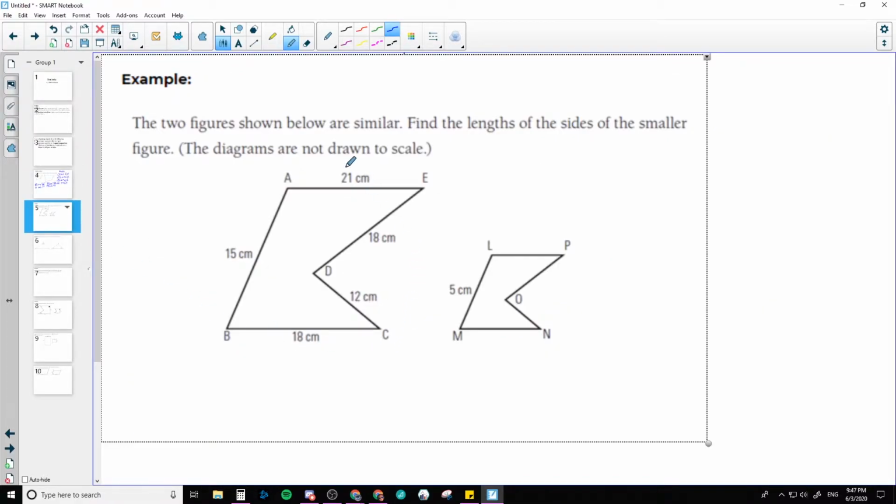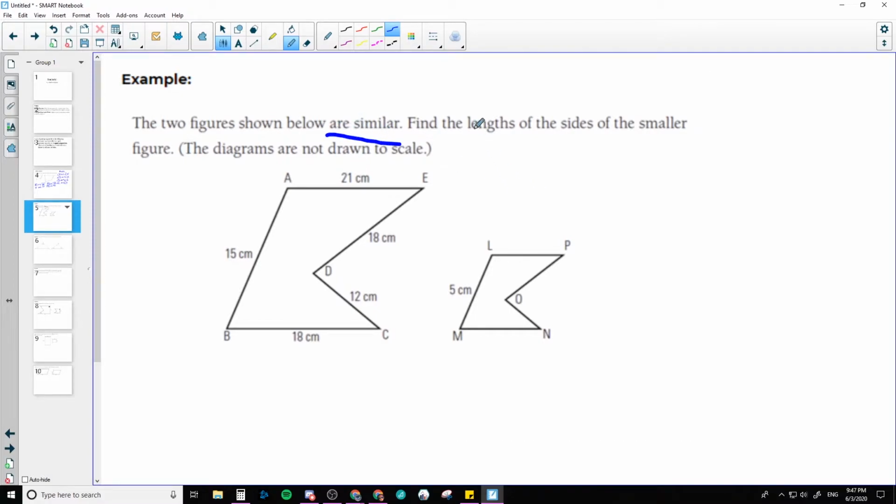Okay. So here we go. The two figures shown below are similar. So they tell us that they're similar. We don't have to test that. Find the lengths of the sides of the smaller figure. The diagrams are not drawn to scale. And they say this because they don't want you to just pull out a ruler and measure it. So we have to use the scale factor.